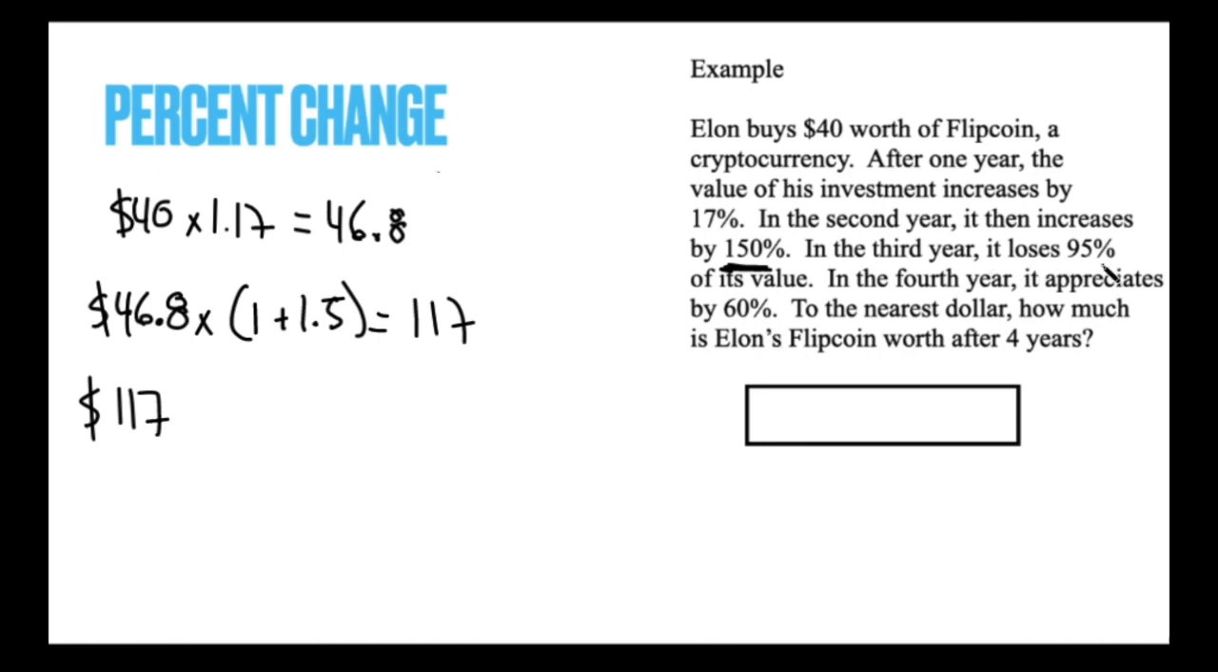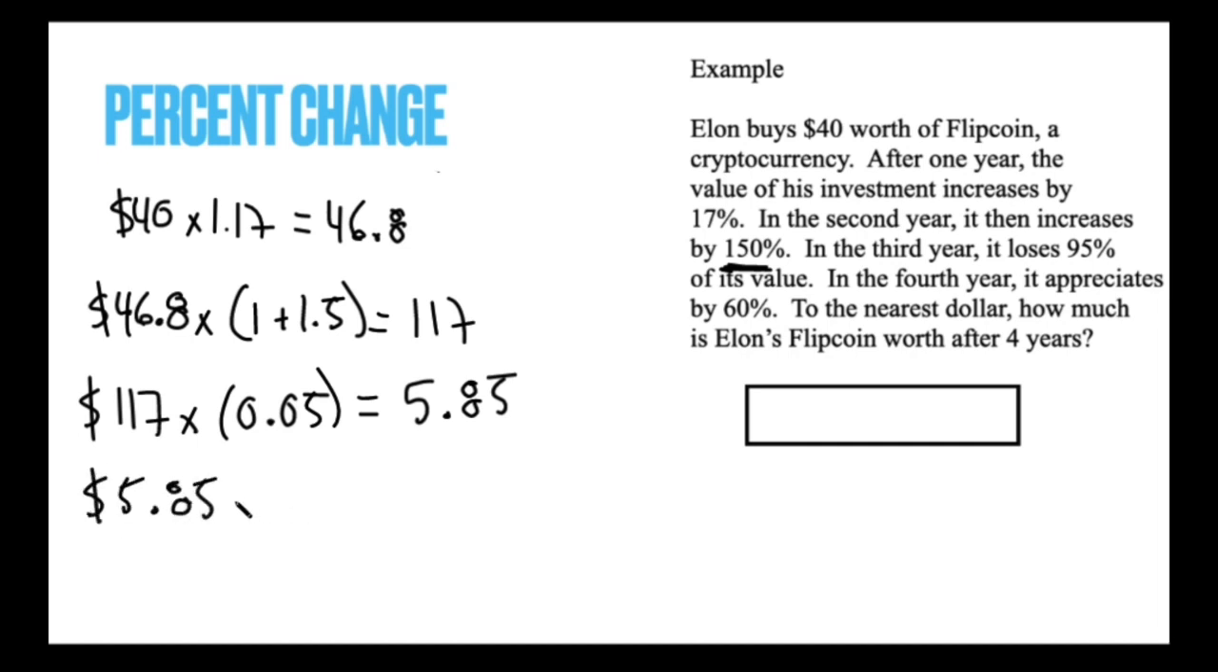And now it decreases by 95%. In other words, there's 5% left. So as we saw, we're going to multiply this by 0.05. And when we do that, we get 5.85. Not a good year for Flipcoin, right? And then finally, he has $5.85.